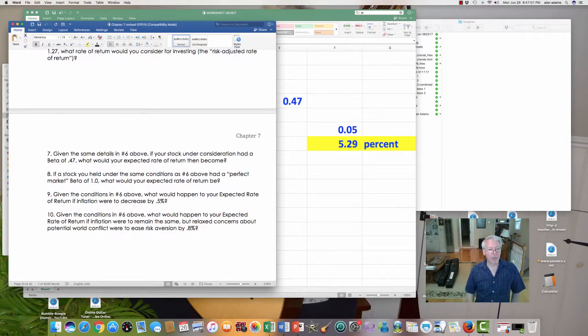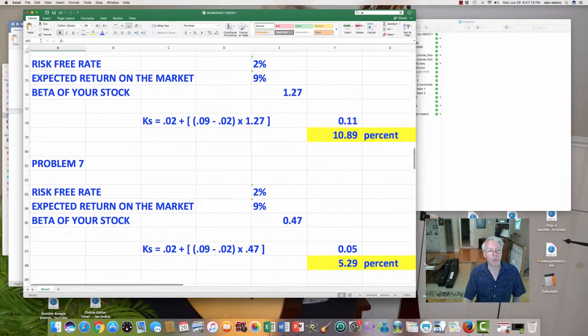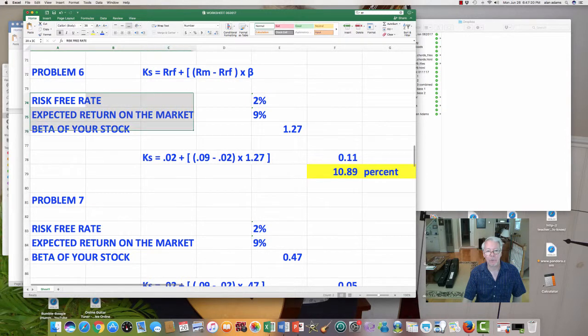Number 9, same conditions as in number 6. What would happen to your expected rate of return if inflation were to decrease by 5%? So let's go back and recapture all this data, and we'll play with it.